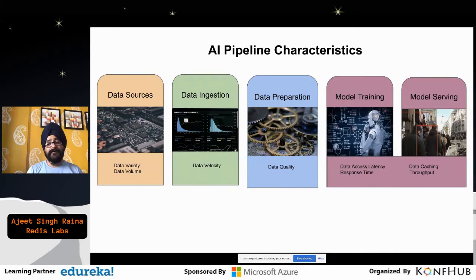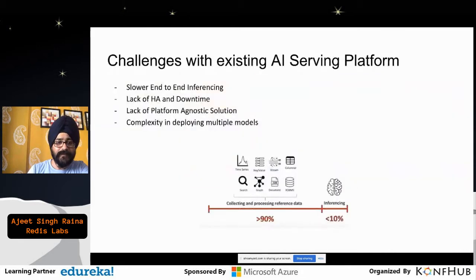And then throughput, caching, response time, and data access latency are the sensitive things which model training or model serving is inclined to. Now, if you look at the challenges, there are four top challenges we face with existing AI serving platforms when taking them to production.